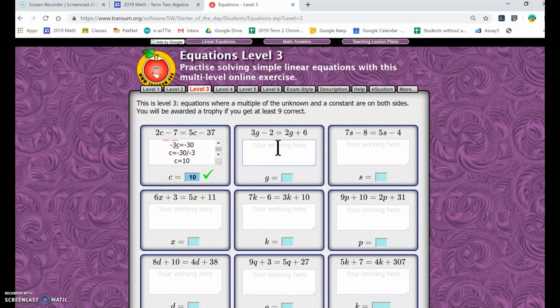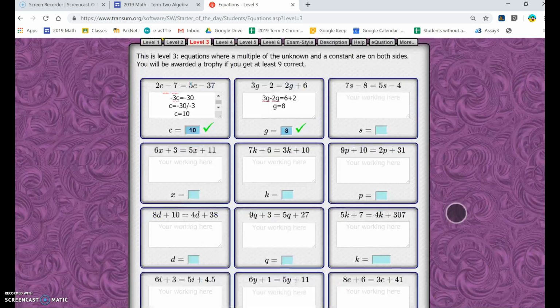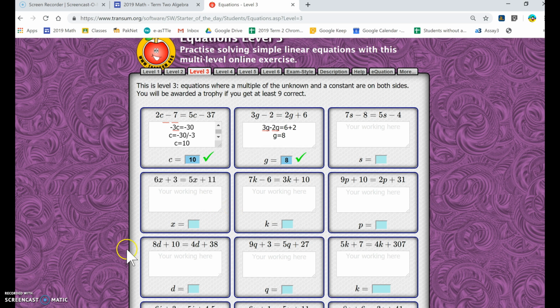I'll do another one for you. Get the g's on the left, 3g minus 2g equals 6 plus 2. So I took the plus 2g, made it minus 2g, took the minus 2 and made it plus 2 on the other side of the equal sign. And so here I have g equals 8. Put my 8 there and check I didn't make a silly mistake, and she's all good. Alrighty.